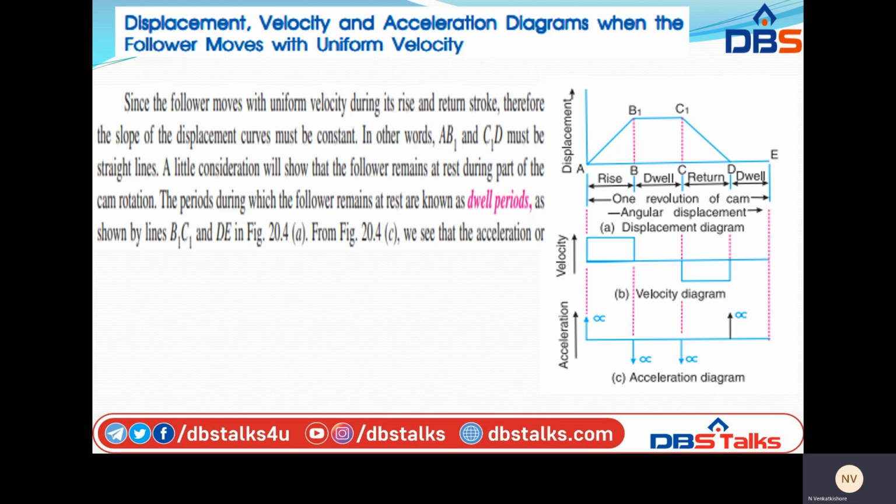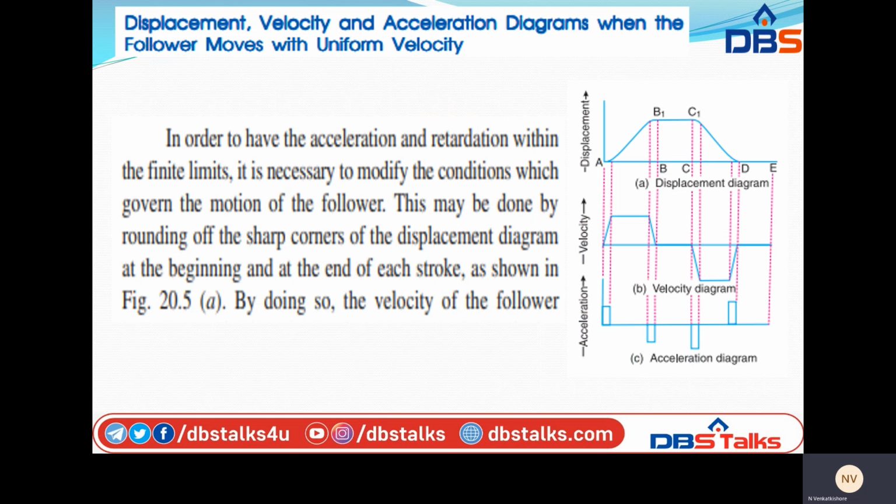In order to have acceleration and retardation be finite, it is creating a limit, it is necessary to modify the condition which governs the motion of the follower. So here we are representing that in the rising and the lowering of the follower, we are having infinite acceleration and retardation. So we need to get it finite, we are just modifying the diagram, we are creating the limits for the acceleration and retardation. This is called modification of the follower motion under uniform velocity.